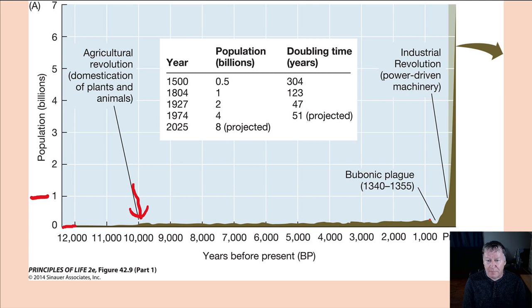Oh, then we had a big drop here. This is the bubonic plague hitting Europe. Wiped out, I believe, somewhere between 1/2 and 1/3 of everyone in Europe died from it. So big drop there. But then we started going up.